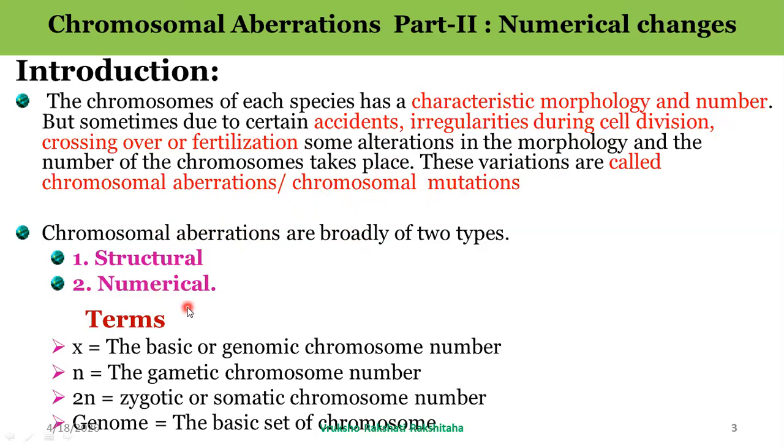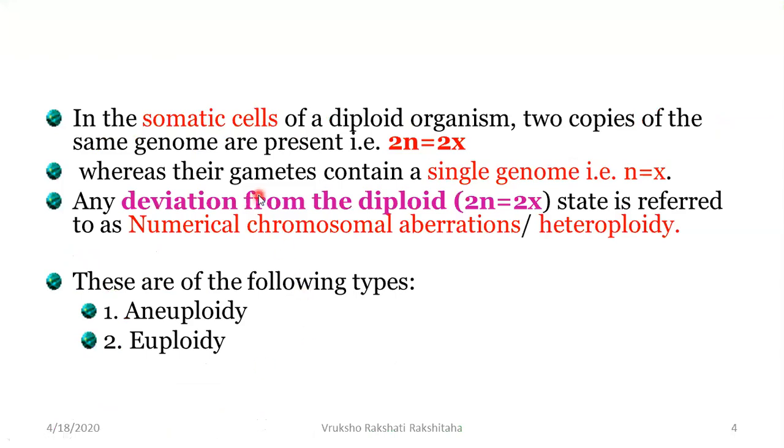So, let us look into the various terms. The small x refers to the basic chromosome number, also called the genomic chromosome number. Small n refers to the gametic chromosome number. 2n refers to the zygotic chromosome number or somatic chromosome number. Genome means the basic set of chromosomes. Now, in the somatic cells of a diploid organism, two copies of the same genome are present. That is, 2n is equal to 2x, whereas the gametes always contain a single genome. That is, n is equal to x.